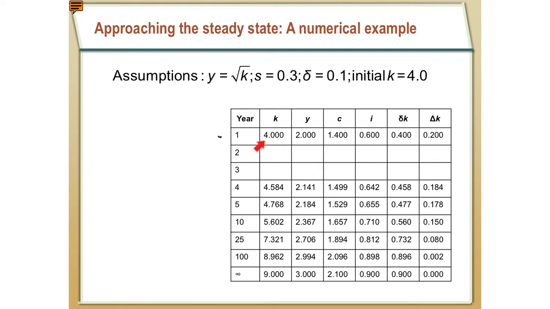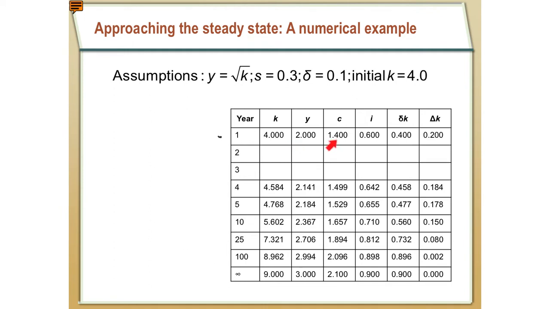So the initial value of capital per worker is 4. That's by assumption, given to us. The initial units of output per worker is 2. Where does that come from? Well, y, remember, is little k to the 1/2 power, or in other words, the square root of little k. Square root of 4 is 2. So that's our production function giving us this 2.